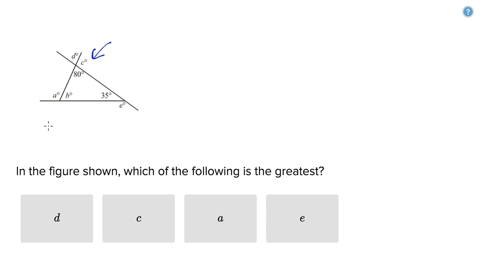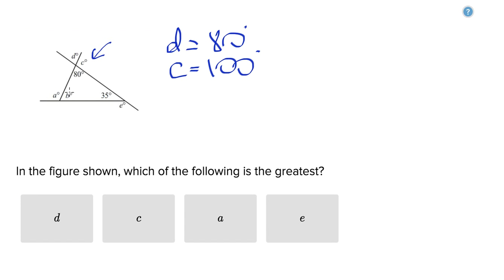So in order to do that, let's just go ahead and start with angle D here. D is vertical to 80 degrees, so we know right away that D is going to have to equal 80 degrees. So we've got that value. C is supplementary to D. So D plus C have to add up to 180, and if D is 80, then C is going to have to be 100, right?